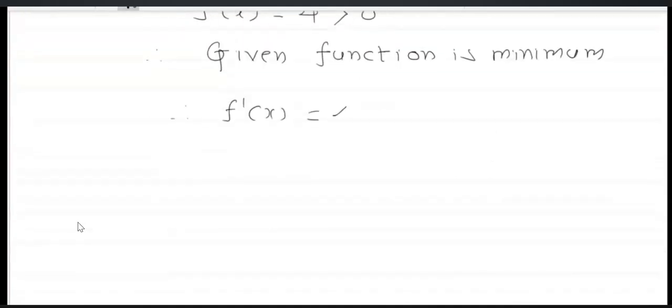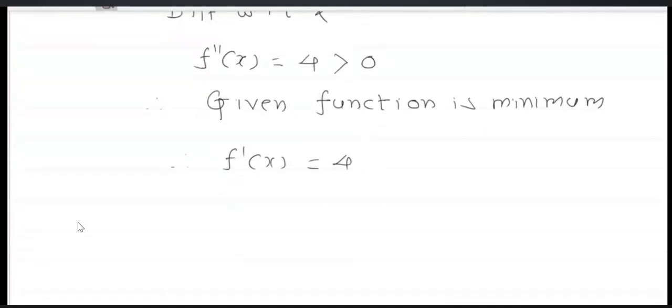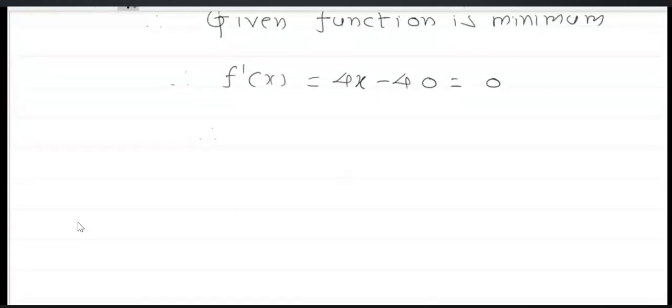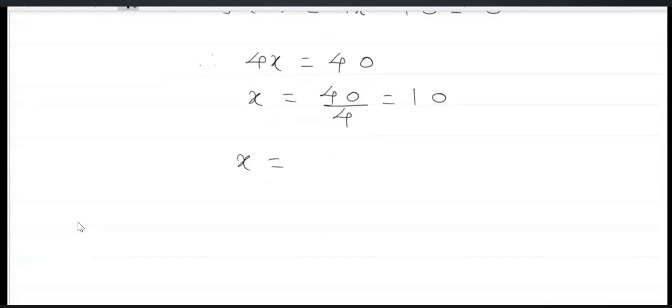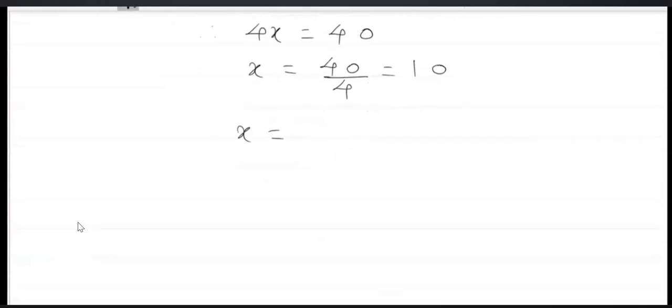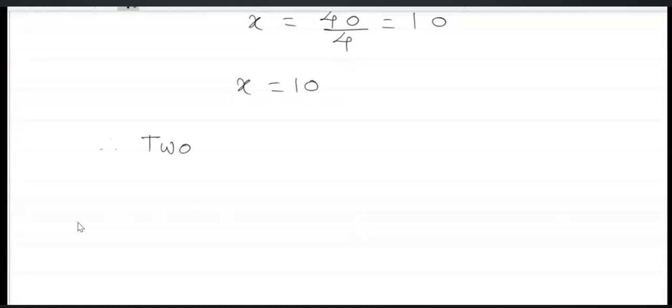F dash of x is equal to 4x minus 40, that is equal to 0. 4x is equal to 40, therefore x is equal to 40 upon 4, that is equal to 10. Therefore the two parts are 10 and 10.